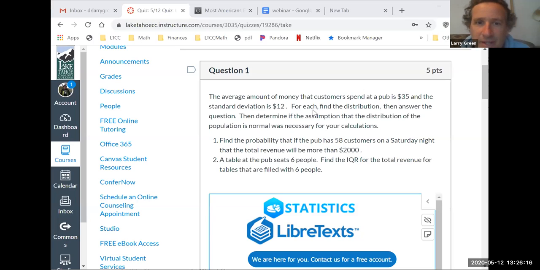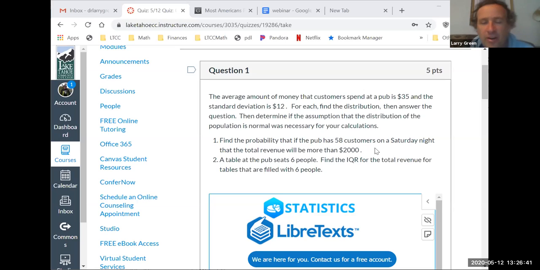So for each, find the distribution, then answer the question, then determine if the assumption that the distribution of the population is normal was necessary for your calculations. The first question is: find the probability that if the pub has 58 customers on a Saturday night, the total revenue will be more than $2,000.